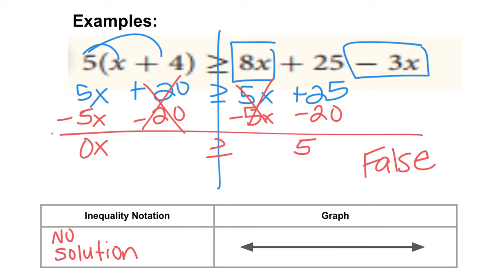Now, no solution can also be written as like an O with a line through it. That means empty set, no solution. And if there's no solution, you don't graph it. There's no way to graph no solution. So our graph would stay blank.